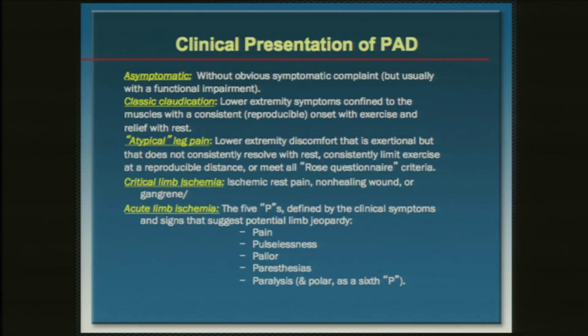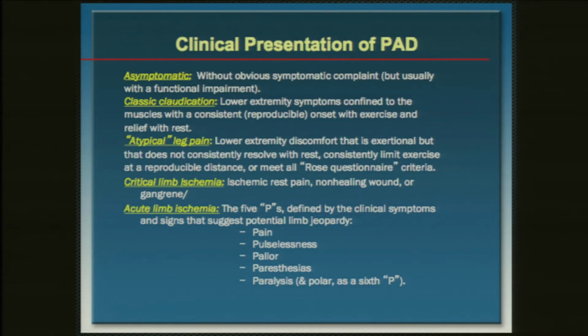What are the clinical presentations of PAD? Asymptomatic, without obvious symptoms or complaints. Classic claudication: lower extremity symptoms confined to the muscles with a consistent and reproducible onset with exercise and relief with rest. Please remember those lines. Atypical leg pain: lower extremity discomfort that is exertional, but that does not consistently resolve with rest, consistently limit exercise at a reproducible distance, or meet all the criteria, and which impacts your quality of life.